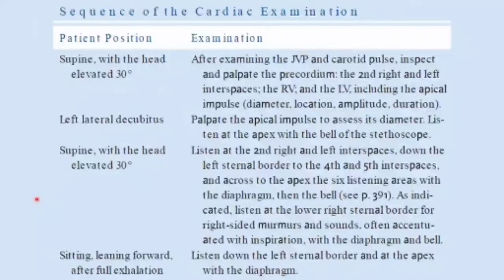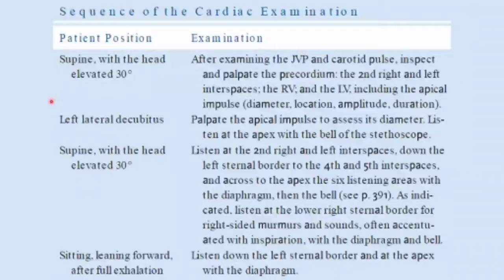Familiarize yourself with the sequence of the cardiac examination. First, in supine position with the head elevated at 30 degrees, inspect and palpate the precordium, right ventricle, left ventricle, and apical impulse.